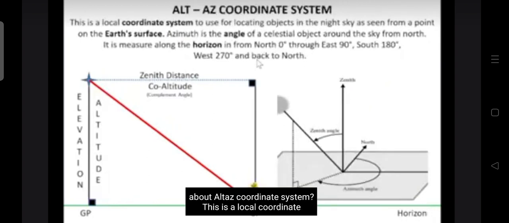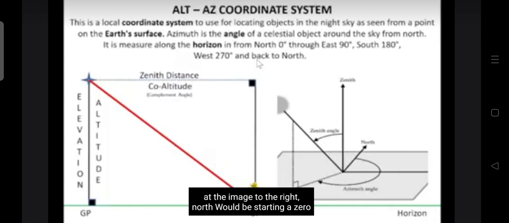Well, what about the Alt-Az coordinate system? This is a local coordinate system to use for locating objects in the sky as seen from a point on the Earth's surface. Key point. Azimuth is the angle of the celestial object around the sky from north. It measures along the horizon from north, 0 degrees, through east, 90 degrees, south, 180 degrees, west, 270, and back to north.